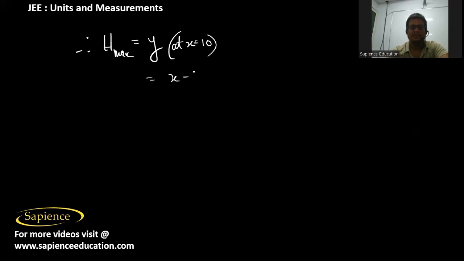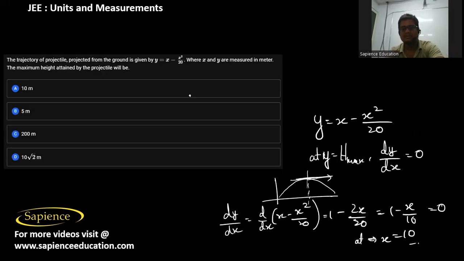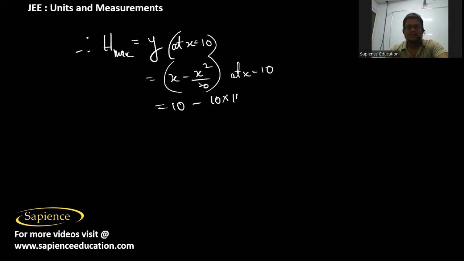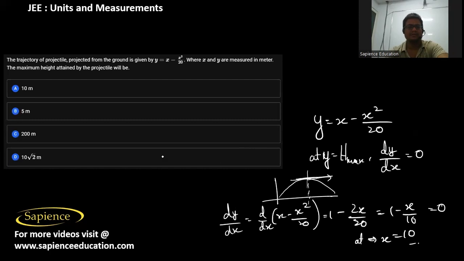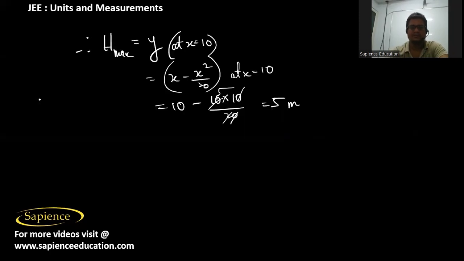This will be x minus x square by 20 at x equal to 10. So this will be 10 minus 10 square, so 10 into 10 by 20, so it is 2 5s are 10, 10 minus 5, that is equal to 5 meter. 5 meter is the maximum height, so option B is the correct answer.